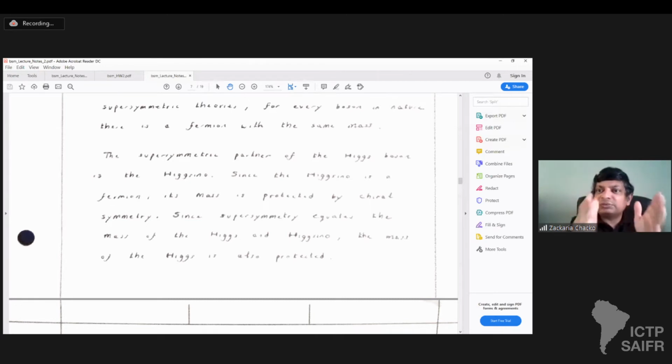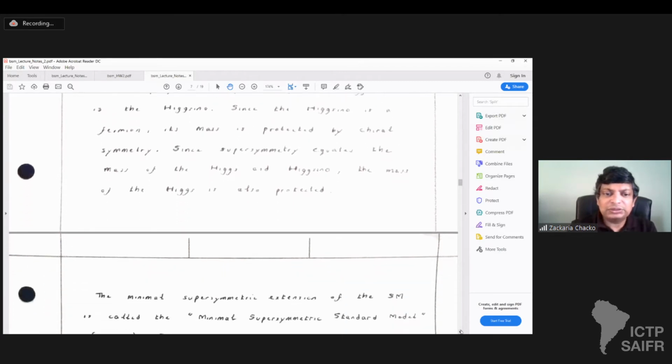Supersymmetry says that the mass of the Higgs and the mass of the Higgsino must be the same. The mass of the Higgsino can be protected by chiral symmetries. And once the mass of the Higgsino is protected, the mass of the Higgs is the same as that of the Higgsino, and it's also protected. In a little while, we'll see how that works in terms of diagrams. But for now, this is just the underlying logic.